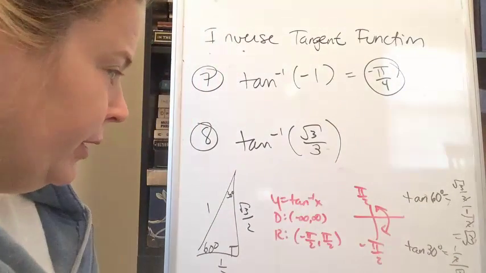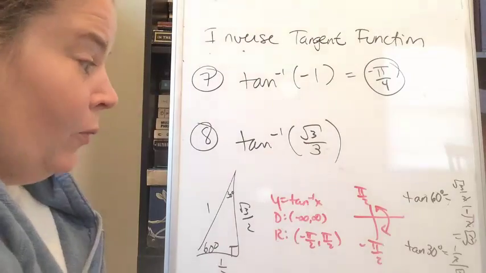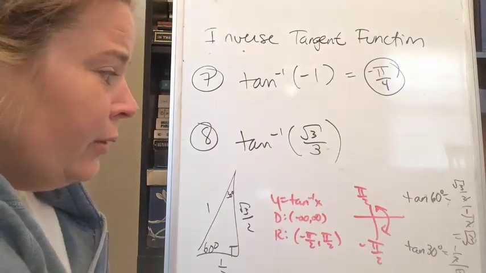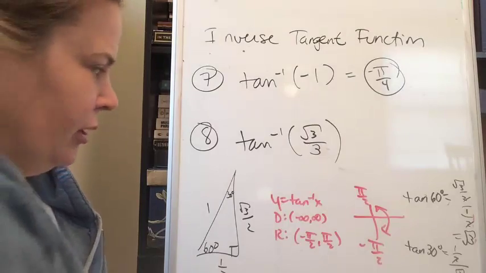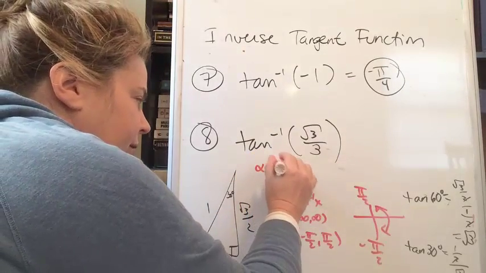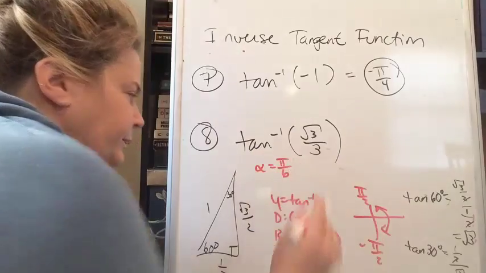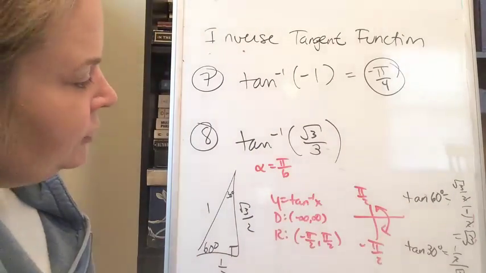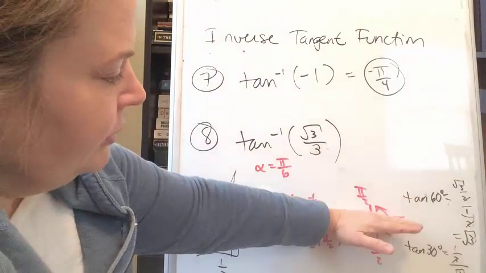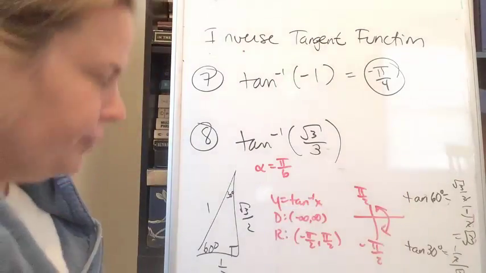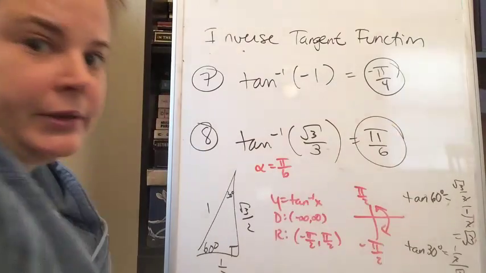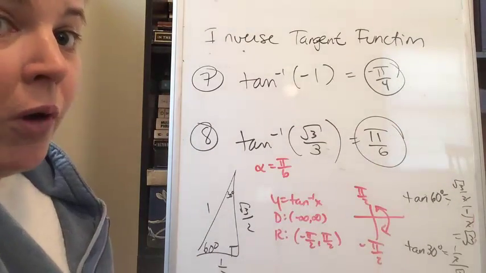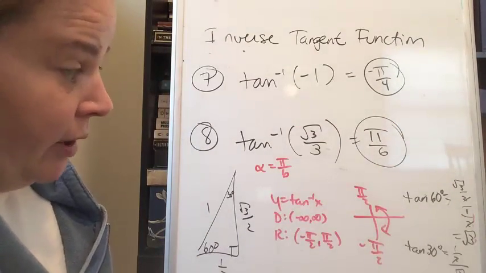And is it not on the board anymore? I guess not, but that'd be 1 over square root of 3, which I would then have to rationalize, so it's 30 degrees. So the reference angle is 30 degrees. It's positive, so that means it's in the first quadrant, so it's the reference angle set in the positive direction, so the answer is pi/6. So for all of these, you're going to have to be very careful of the range.